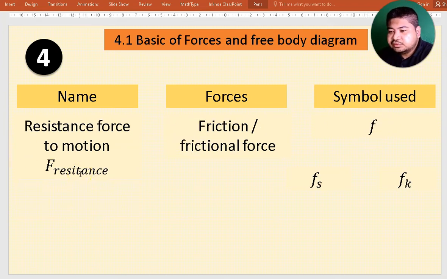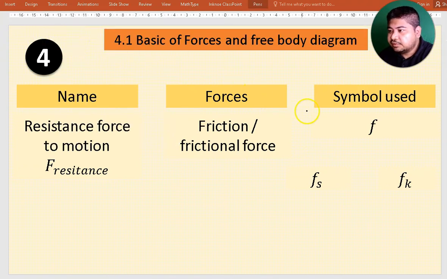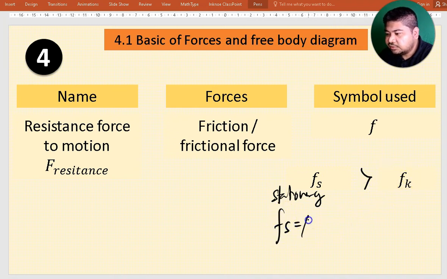So the force of resistance to the motion of an object is called friction. And we have two types of friction. The first one is the static friction. Fs stands for static friction. This is where the object is stationary, and static friction is always bigger than the kinetic friction. The equation for static friction is mu s times the normal force on the object. And the equation for Fk is mu k times N.